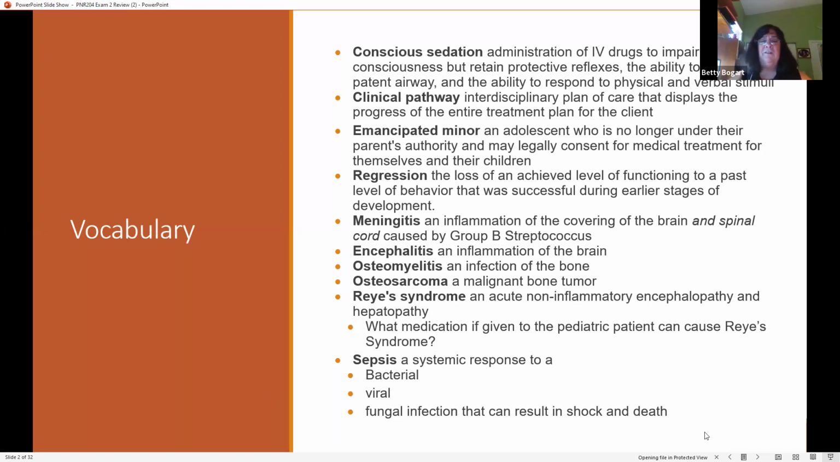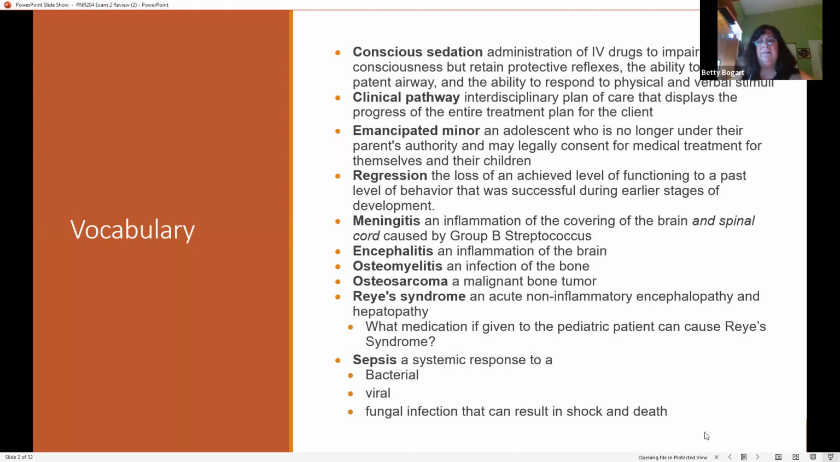Now, regression is a part of your separation anxiety, isn't it? Second stage. This is where children start to go backwards, as in they're not sucking their thumb, they start sucking their thumb. Or they've been drinking from a sippy cup and they want a bottle. Or they're potty trained and now they're not. That is regression. So you go backwards in your developmental stages.